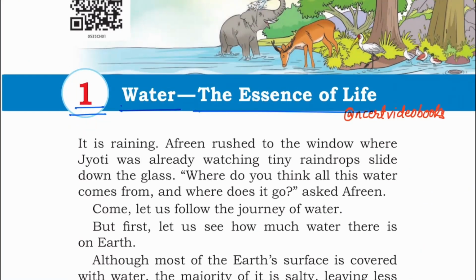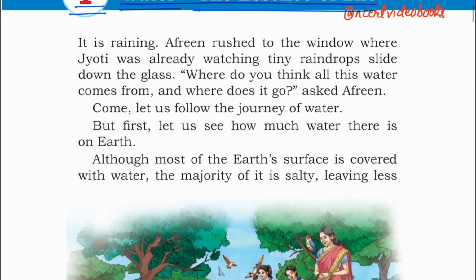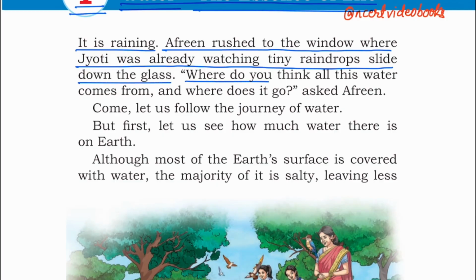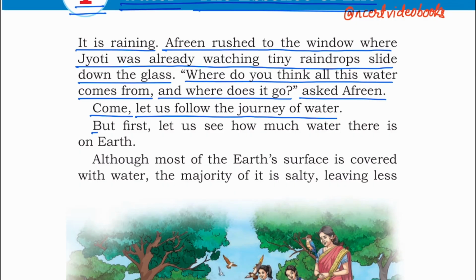Chapter 1, Water, the Essence of Life. It is raining. Afreen rushed to the window where Jyoti was already watching tiny raindrops slide down the glass. Where do you think all this water comes from and where does it go? Asked Afreen. Come, let us follow the journey of water. But first, let us see how much water there is on earth.